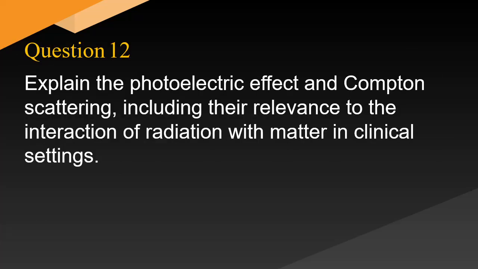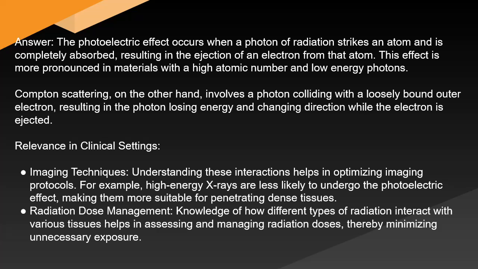Explain the photoelectric effect and Compton scattering, including their relevance to the interaction of radiation with matter in clinical settings. Answer. The photoelectric effect occurs when a photon of radiation strikes an atom and is completely absorbed, resulting in the ejection of an electron from that atom. This effect is more pronounced in materials with a high atomic number and low energy photons. Compton scattering, on the other hand, involves a photon colliding with a loosely bound outer electron, resulting in the photon losing energy and changing direction while the electron is ejected.